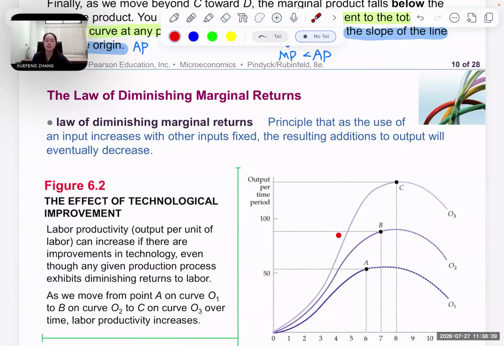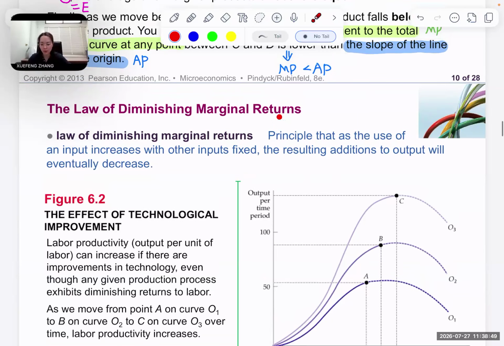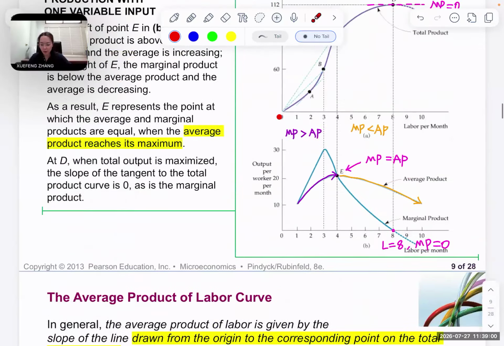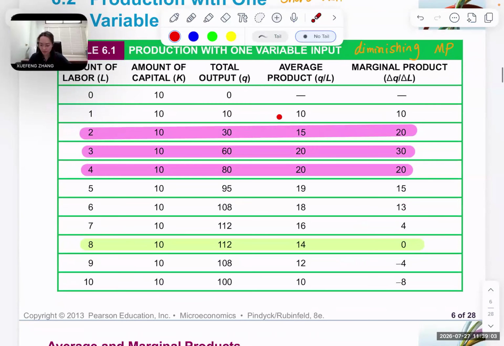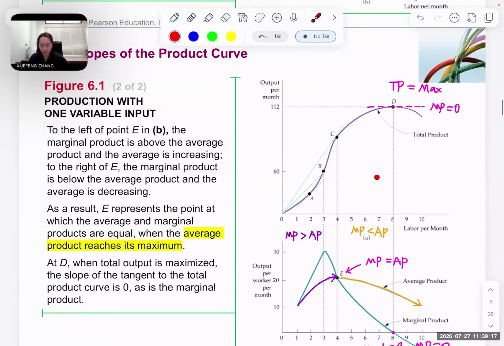Next key law, diminishing marginal returns. In plain words, if you keep adding one input, which is labor here, while everything else stays fixed, eventually each additional unit adds less and less extra output. I already showed you in table 6.1 here, right? Rising and falling, eventually negative. This is the diminishing marginal product. And also this is the diminishing marginal returns, okay?